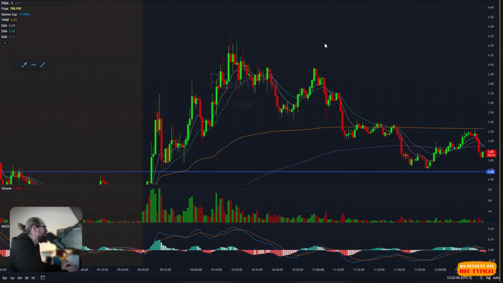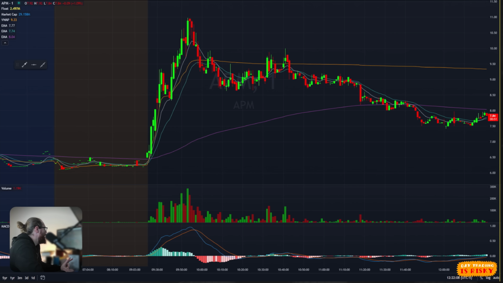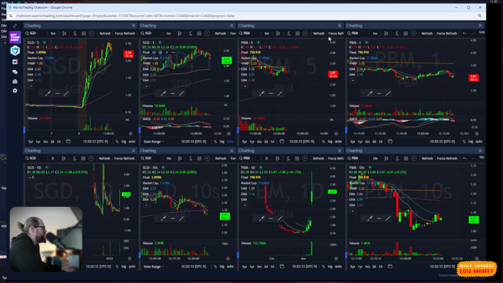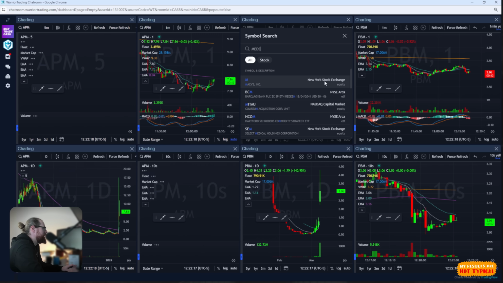And then APM, this one's a little annoying because I had 2 stocks on watch today on side charts. So over on my other monitor, I have this side chart here, and I had APM on the left and I had MEDS on the right.